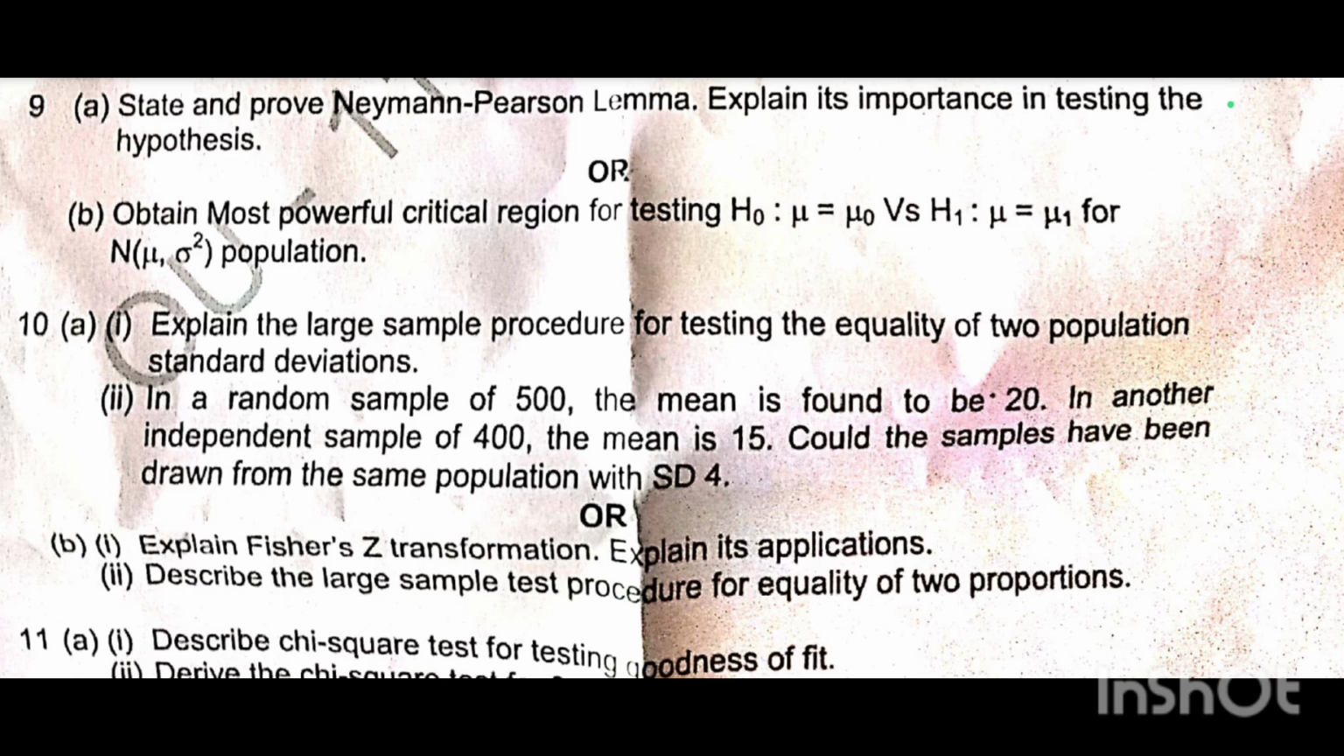In a random sample of 500, the mean is found to be 20. In another independent sample of 400, the mean is found to be 15. Could the samples have been drawn from the same population with standard deviation 4? So, which test do you have to apply here? Here you have to apply the large sample test for two means.